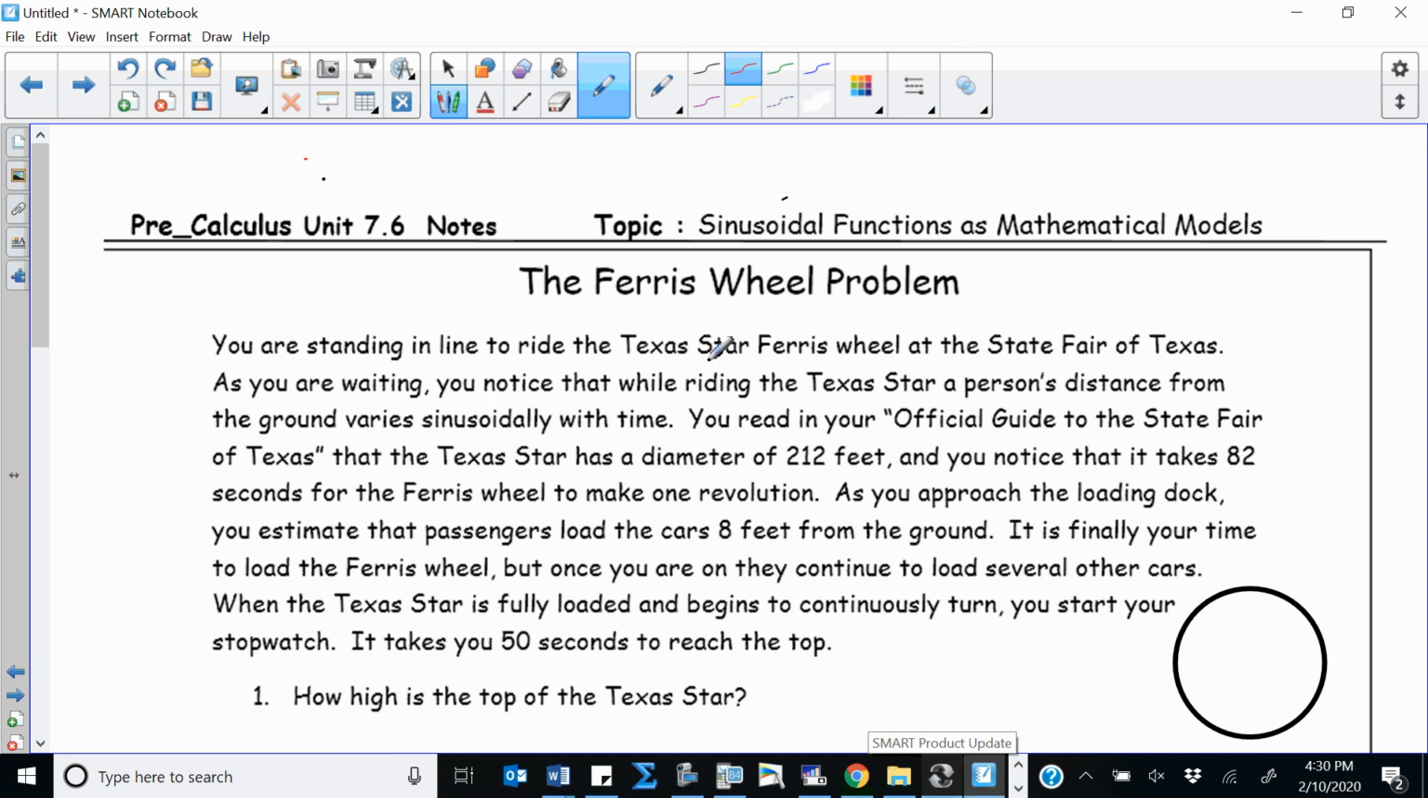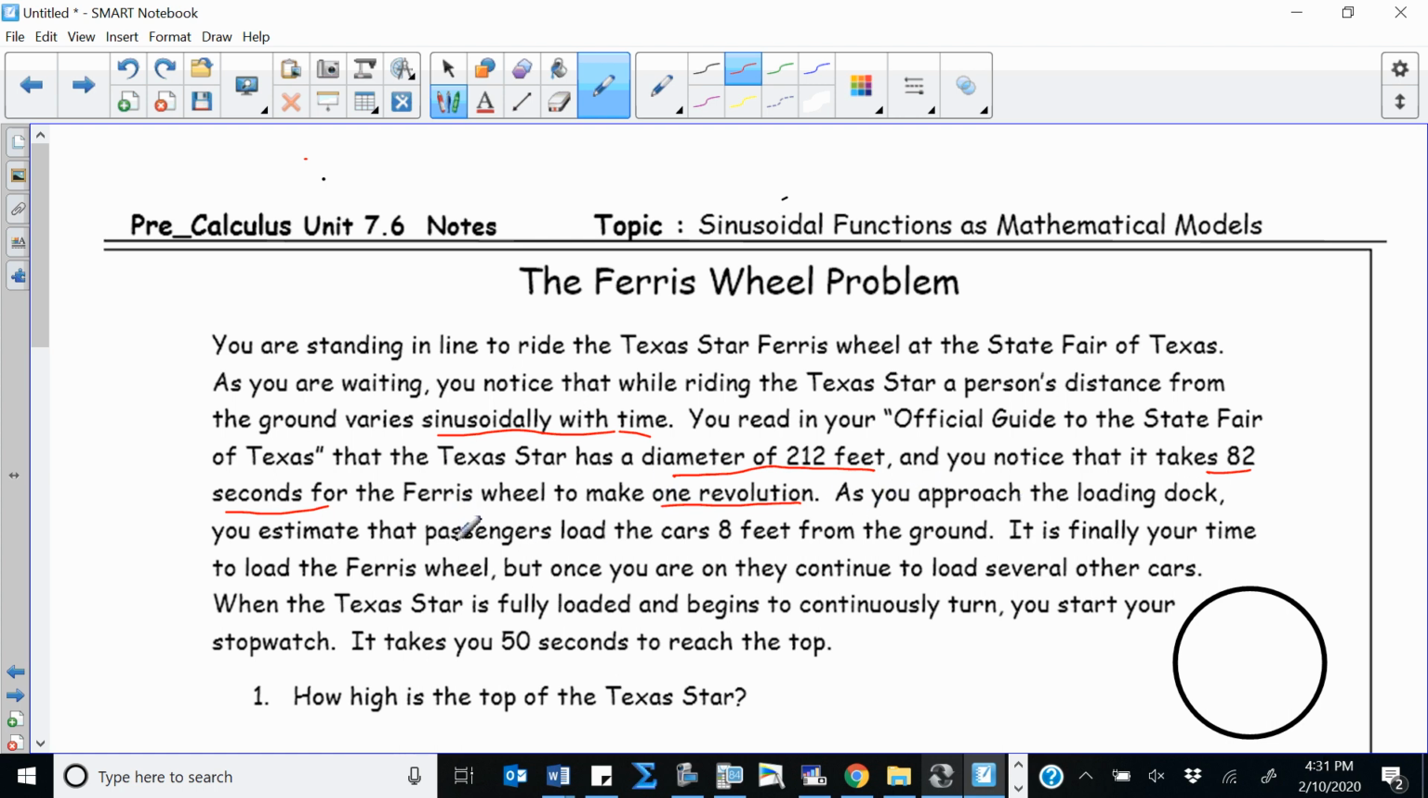In this problem, it says you're standing in a line to ride the Texas Star Ferris wheel at the State Fair of Texas. As you're waiting, you notice that while riding the Texas Star, a person's distance from the ground varies sinusoidally with time. You read in your official guide to the State Fair of Texas that the Texas Star has a diameter of 212 feet. So I'm going to underline this part. And you notice that it takes 82 seconds for the Ferris wheel to make one revolution. So this is important: one revolution takes 82 seconds.